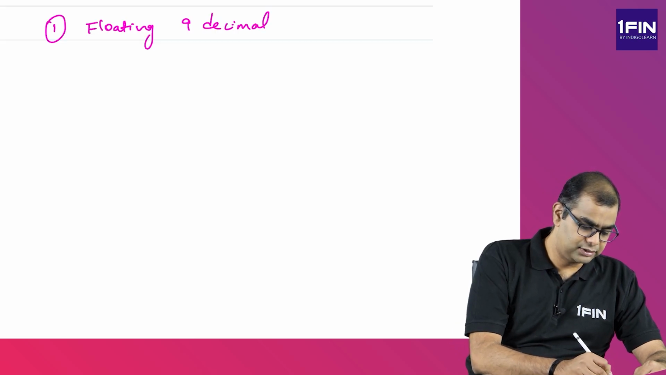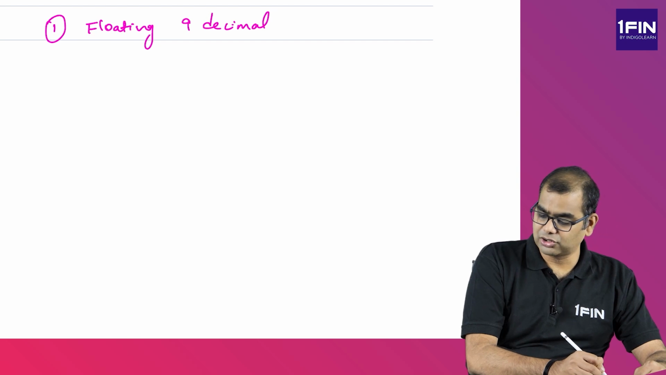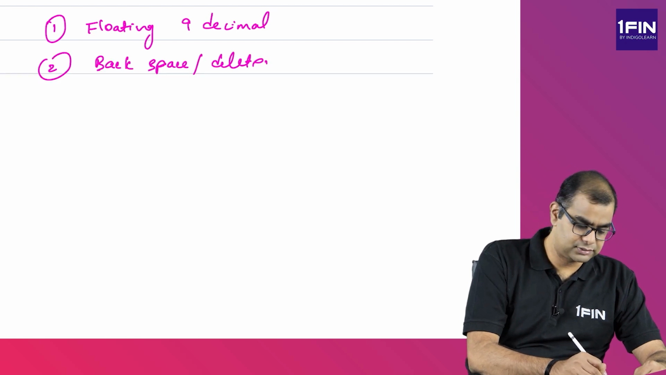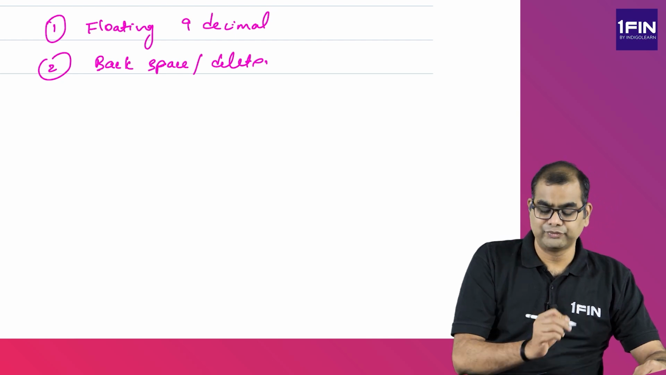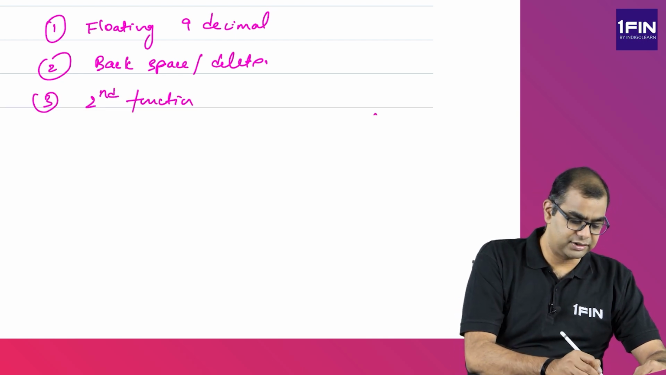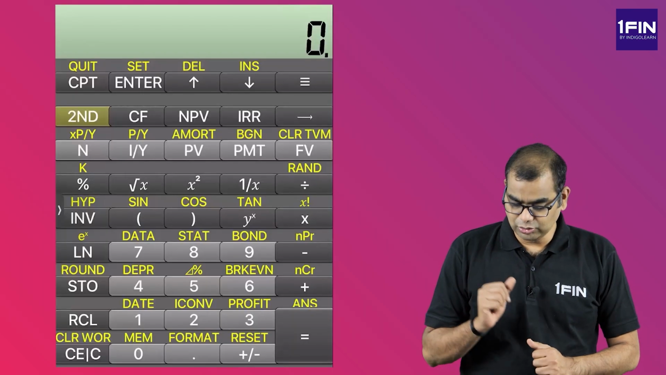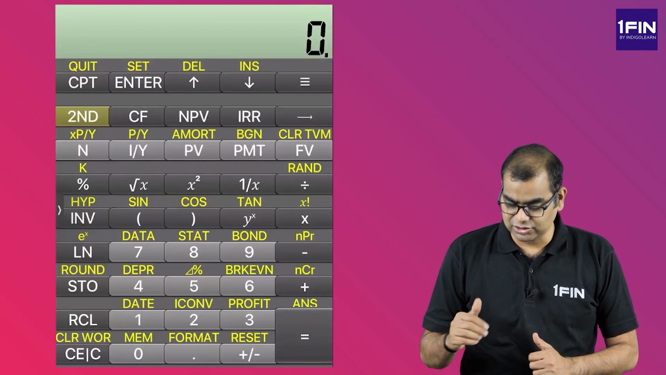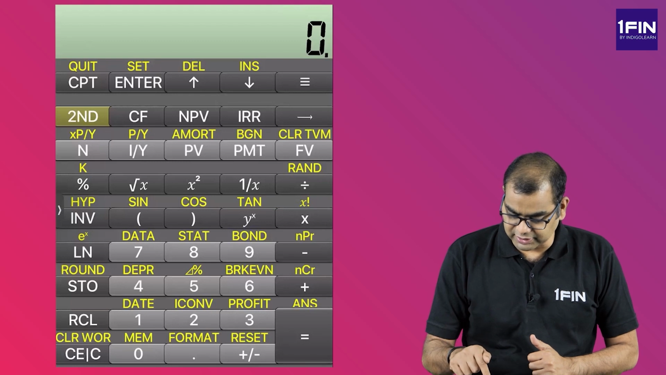Now we have understood basic functions so far. First one is floating 9. Then we've also understood about backspace or delete. Then I've explained to you about the second function. So friends, now the second thing, let us look at some more functions in this particular calculator.